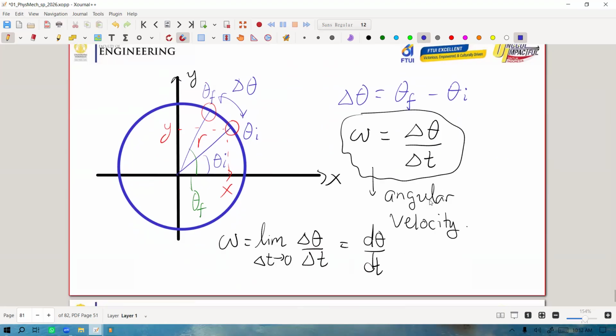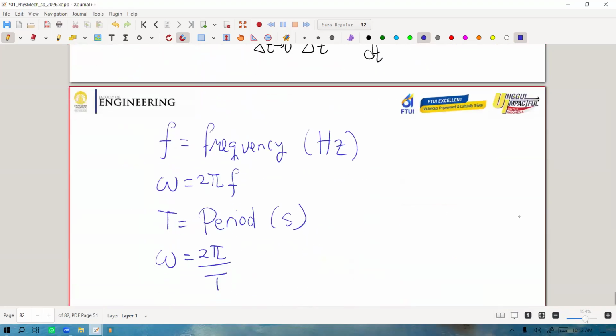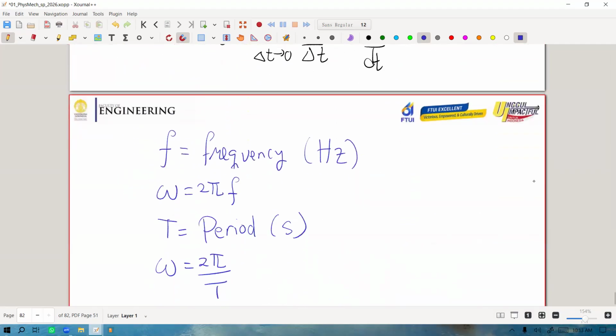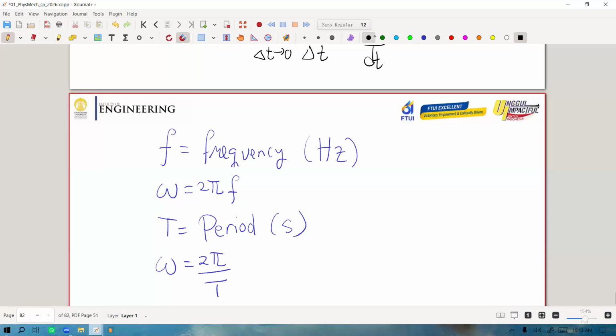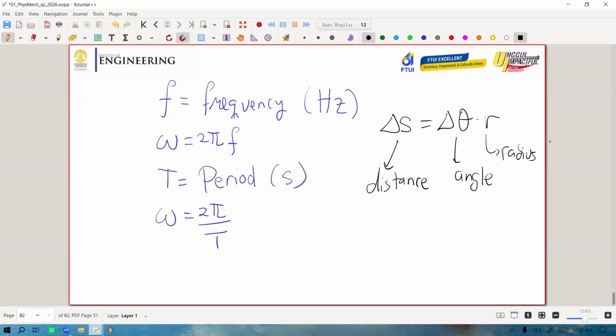And then if you want to measure the distance, this one is the radius. Radius is the distance between the center of the circle and the point. So we get the linear distance delta s, where delta s is delta theta times r. Here is the distance, this is the angle of rotation, and this one is the radius.